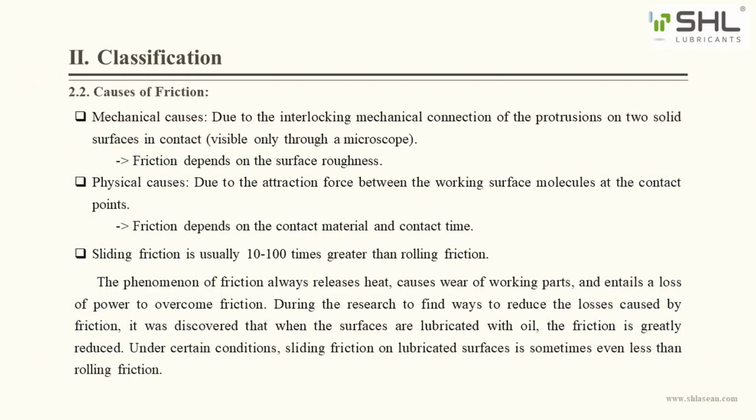2.2 Causes of friction. There are many causes of friction. The first is mechanical reasons. Due to the interlacing of protrusions on surfaces that are in direct contact with each other, which can only be seen with a microscope, friction will depend on the roughness of the surface. The physical cause is due to the attraction between the molecules of the work surface at the points of contact. Friction here will depend on the points of contact and the contact time.